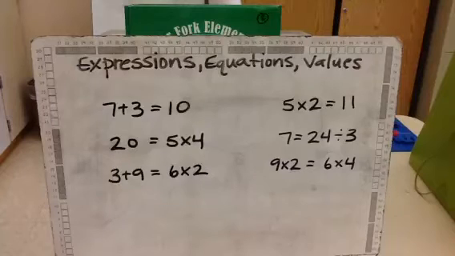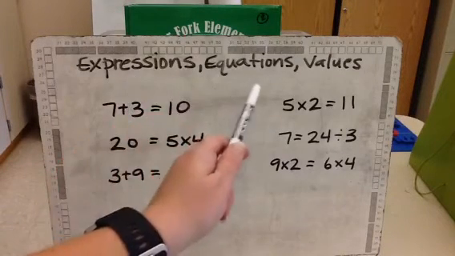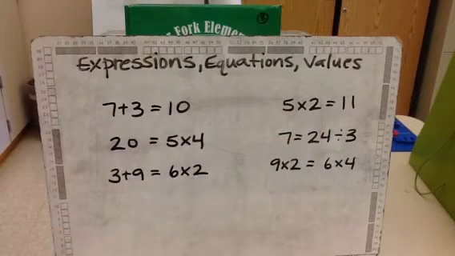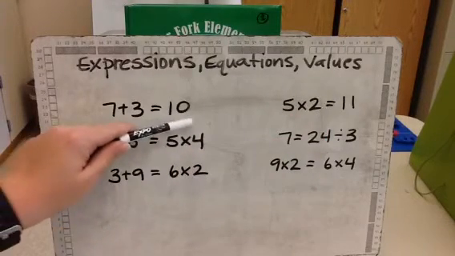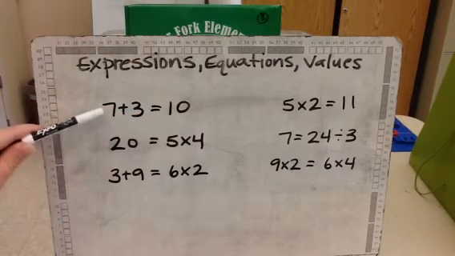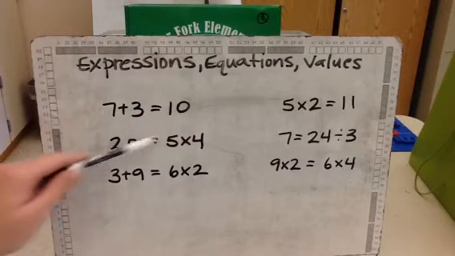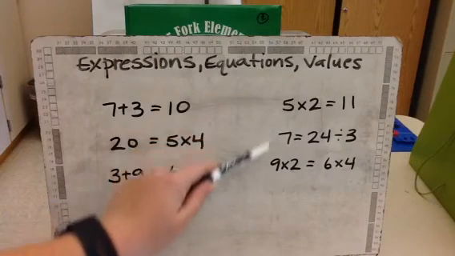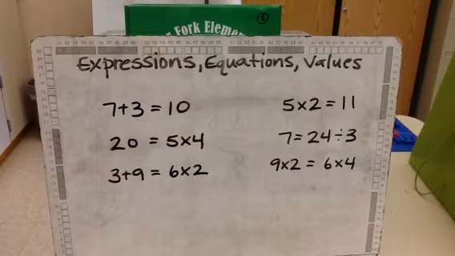In this video, I'm going to be discussing with you the difference between expressions, equations, and values. So here we have this equation, 7 plus 3 equals 10. And these three are actually all equations. These three look like equations, but I'll show you why they are not equations.